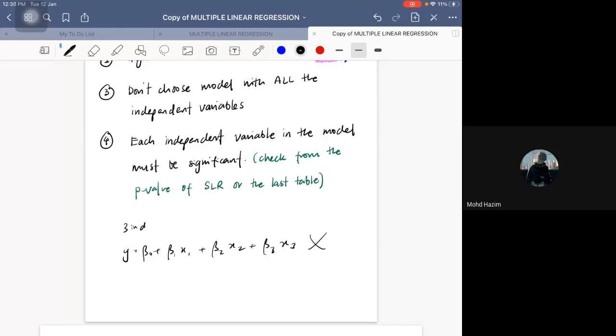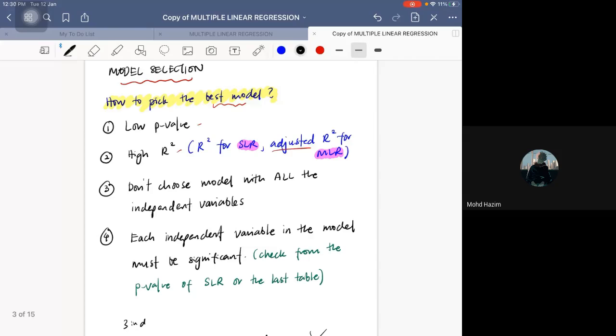When we have a model, we don't want many independent variables, because having many independent variables means you have a humongous amount of data to take care of, and you also have to spend more to collect the independent variables. So when you pick a model, don't pick the full model. The one that has all the independent variables is called the full model. We want it to be smaller.